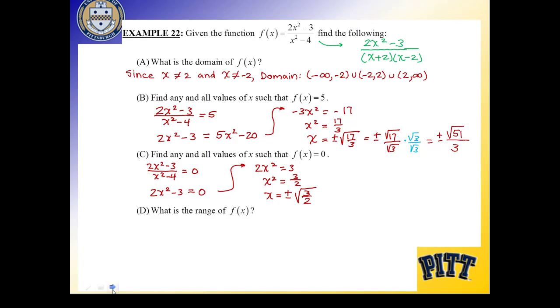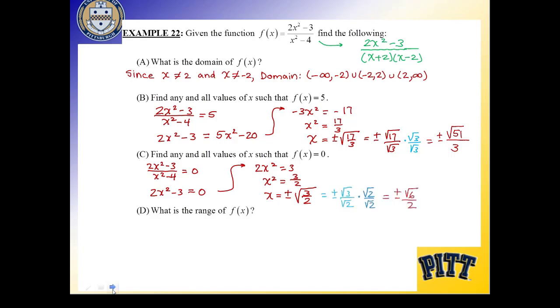The reason I can say that is if I set it equal to 0 and multiply both sides by the denominator, like I did in the previous problem, except 5 was there, well, I'm multiplying 0 times x squared minus 4. I get 0. So it comes down to the numerator, 2x squared minus 3, having to equal 0 for that to happen. I solve that. I get x equals plus or minus the square root of 3 halves.